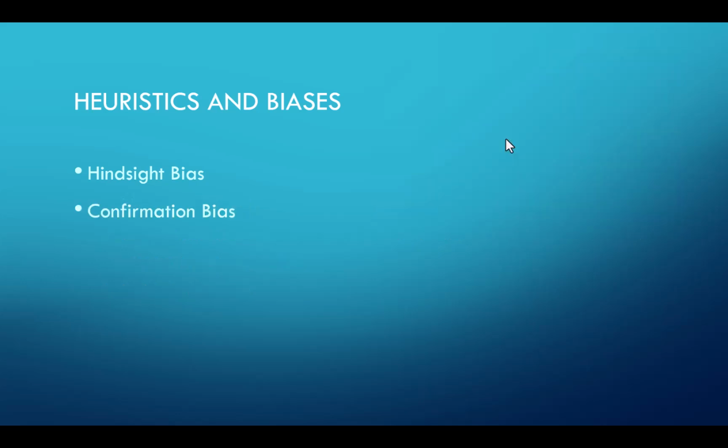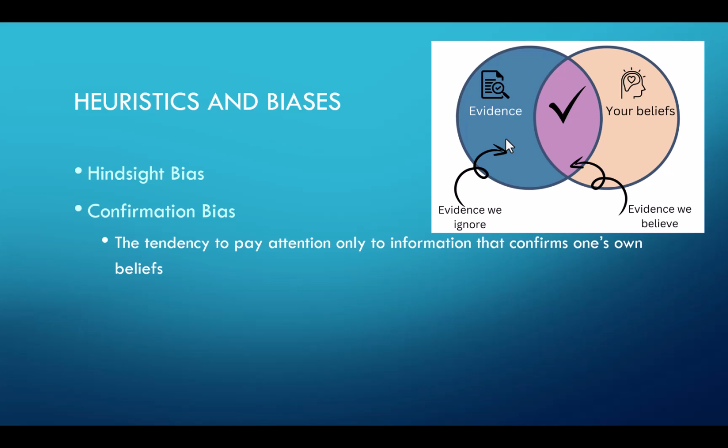Another bias is the confirmation bias. And the confirmation bias is the tendency to pay attention only to information that confirms your beliefs and ignore the evidence that contradicts your beliefs. So, for example, your friend had a professor last semester that they said was horrible and super hard. But unfortunately, that was the only class that you could get.